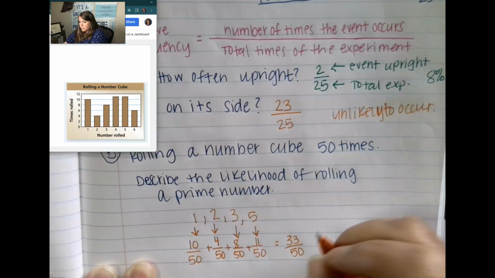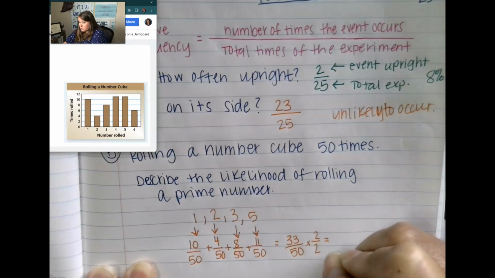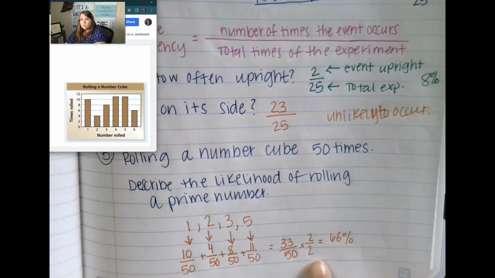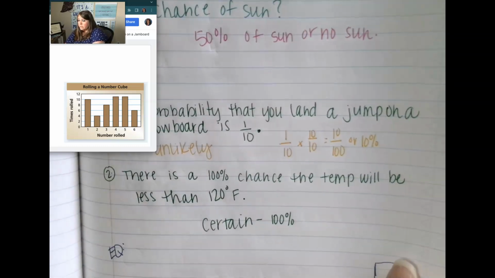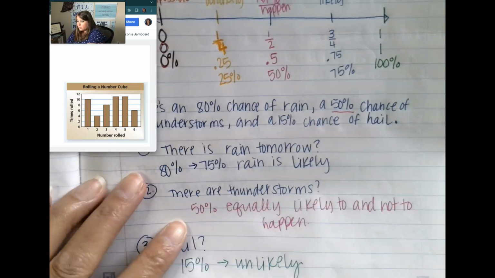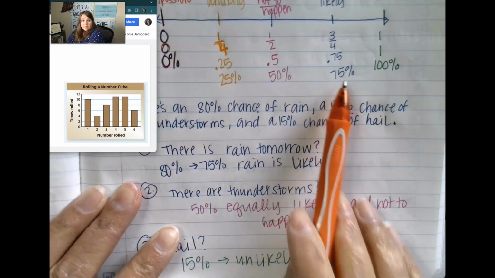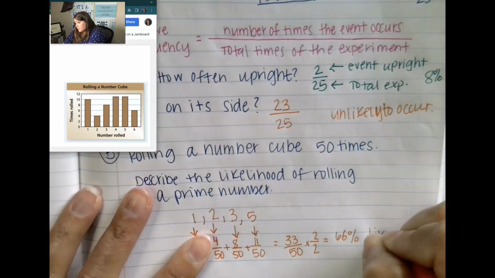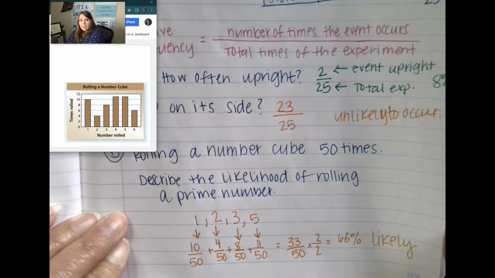So the likelihood of rolling this, let's go ahead and turn this into a percentage, is 66%, because we can multiply by 2 to get us to 100. So if we look back, 66% is closest to 75, so this one is likely that we are going to roll a prime number.